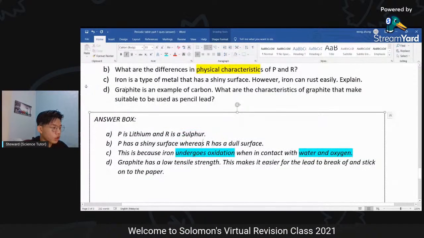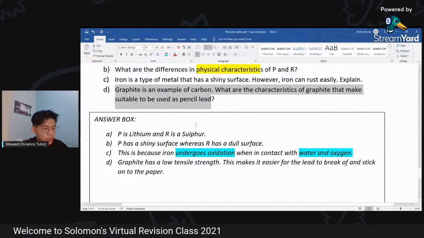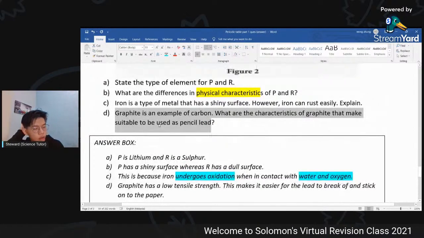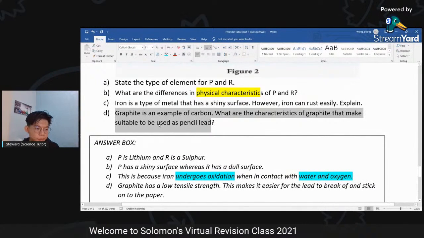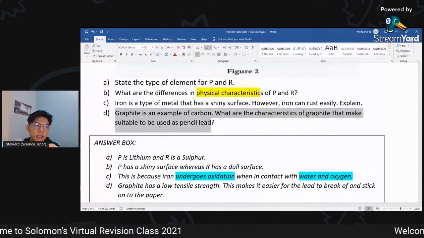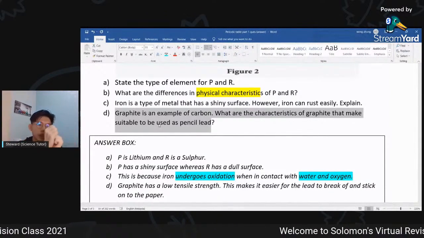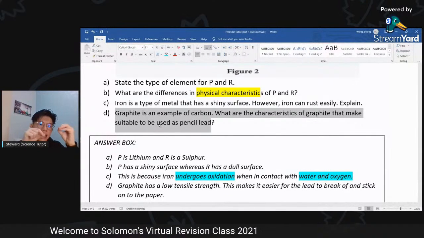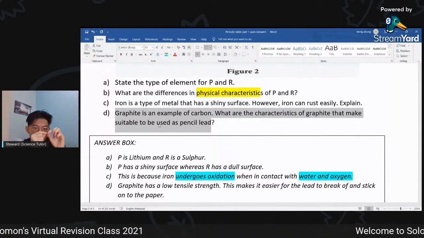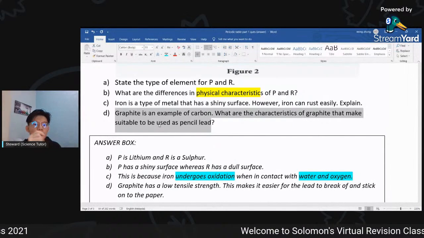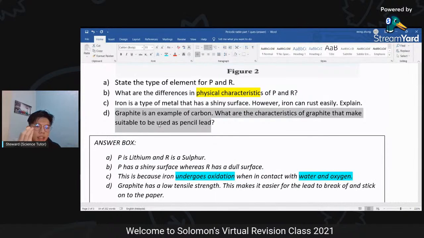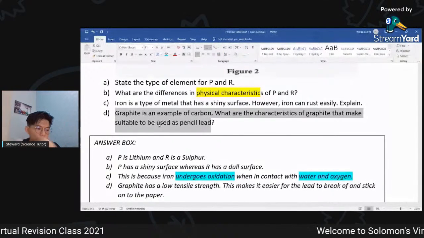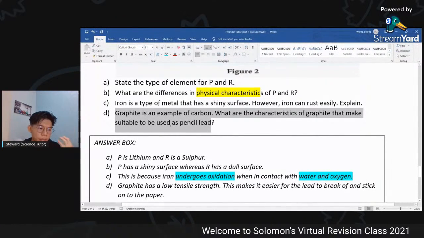Okay, so untuk D, graphite is an example of carbon. What are the characteristics of graphite that can be suitable to be used as pencil lead? Okay, untuk pengetahuan anda, kalau kita nak test satu benda dia kekuatan dia macam mana, kita guna dua benda ni, kita rub against each other. Okay, maksudnya kalau kita guna batu, lepas tu kita rub against pencil lead, kita punya 2B pencil ni, dia punya mata tajam tu kita rub against rock tu, yang mana akan pecah? Yang pencil lead kan, sebab pencil lead dia lebih lemah, dia lebih mudah pecah. So batu dia lebih keras. So this is how we test the strength of a metal, of an element.